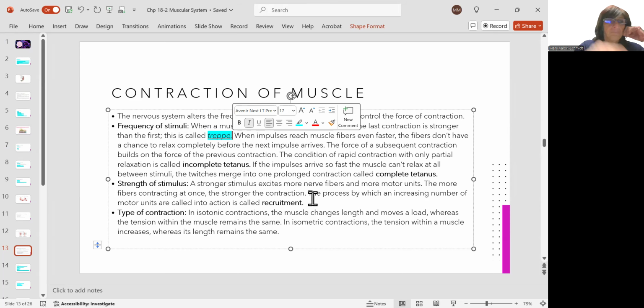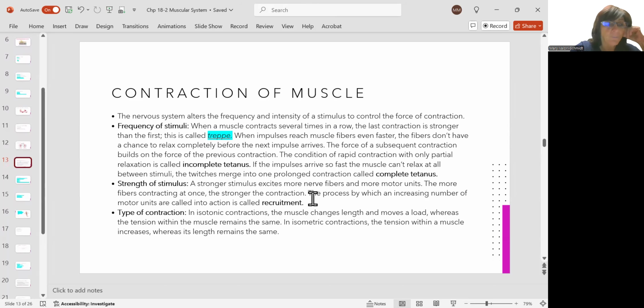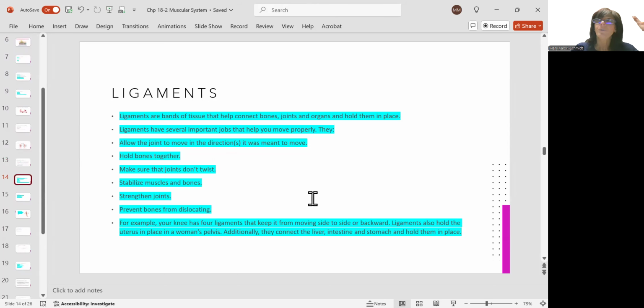Okay. All right. Next, we'll talk briefly about tendons and ligaments. Ligaments are first. Ligaments are tissue that connect the bones and hold them in place. They let your joint move the way they're supposed to move. They hold your bones together. They make sure that your shoulder doesn't dislocate because your shoulder, think about it, is a ball and socket joint. It can do all kinds of stuff, but the ligaments are holding it in place so it doesn't just fall out of the socket.